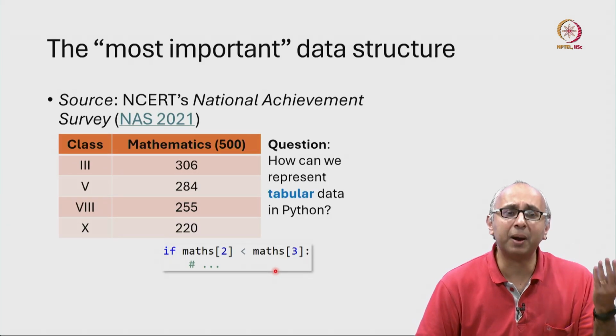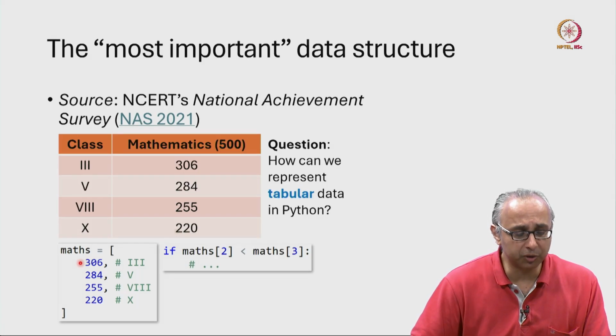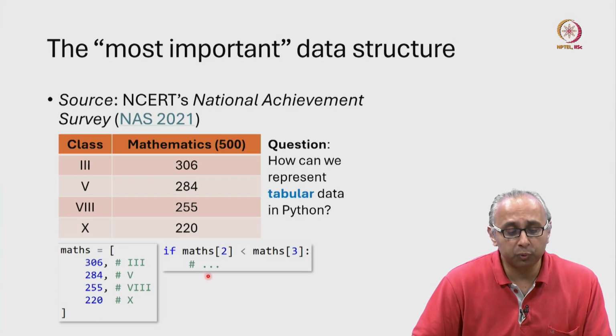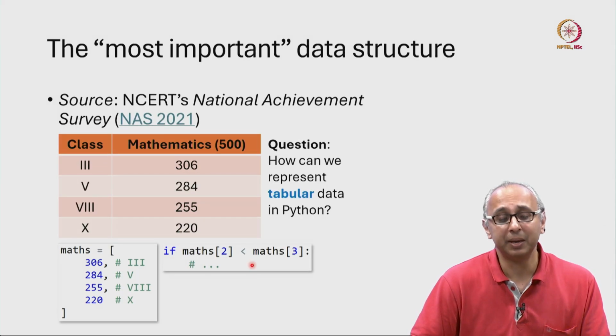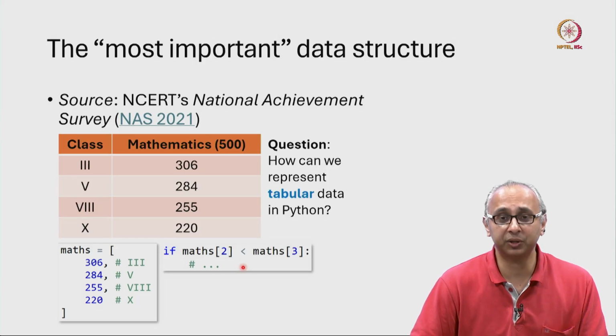We would have to remind ourselves that maths 2 really corresponds to grade 8, because that is index 0, index 1, index 2. And maths 3 corresponds to grade 10. So we are here comparing grades 8 and 10. But that is not obvious by just looking at this code.